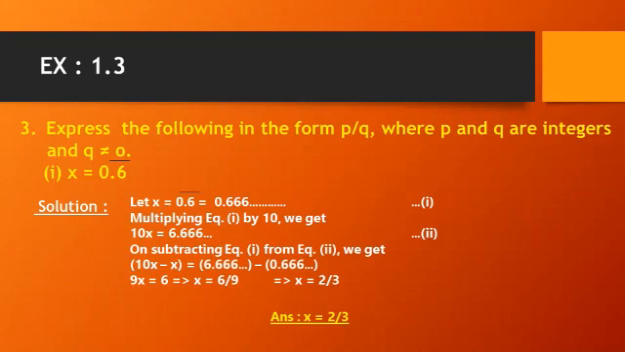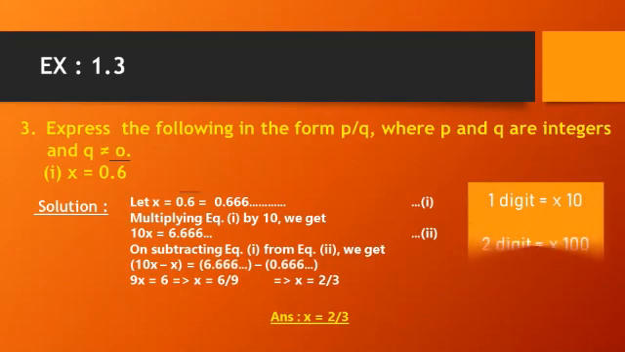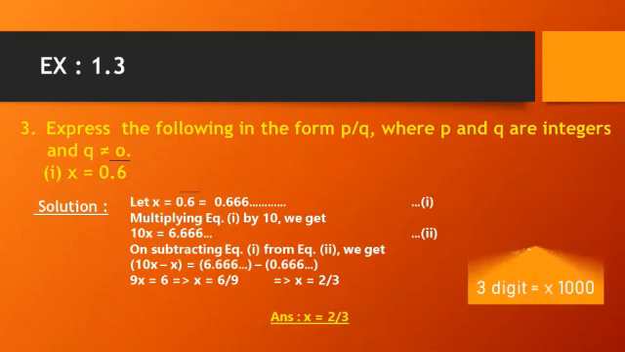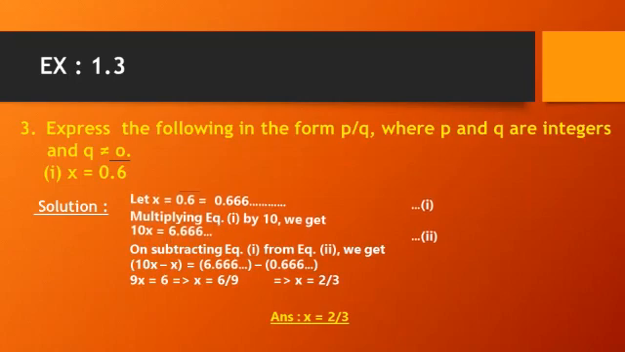Students, please check in the expansion how many digits are repeated. If only one digit is repeated, multiply the equation by 10. Two digits means 100, and three digits means you have to multiply the expansion by 1000. So here only one digit is repeated, so you multiply the equation on both sides by 10. We get the result as 10x is equal to 6.666.